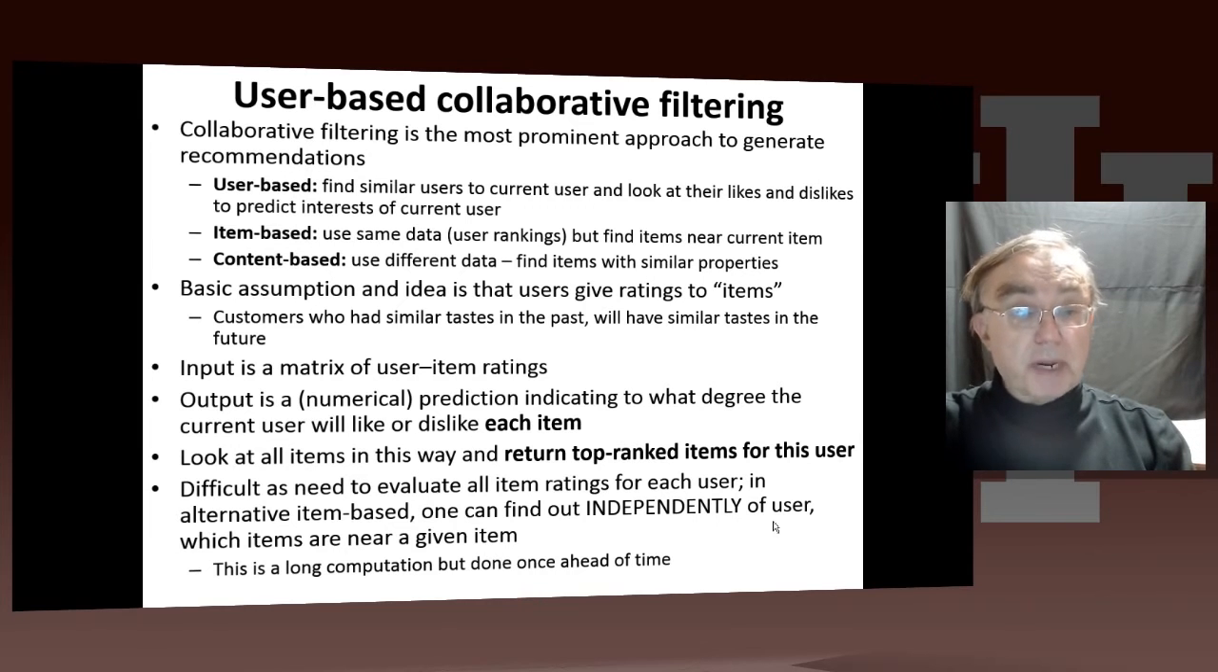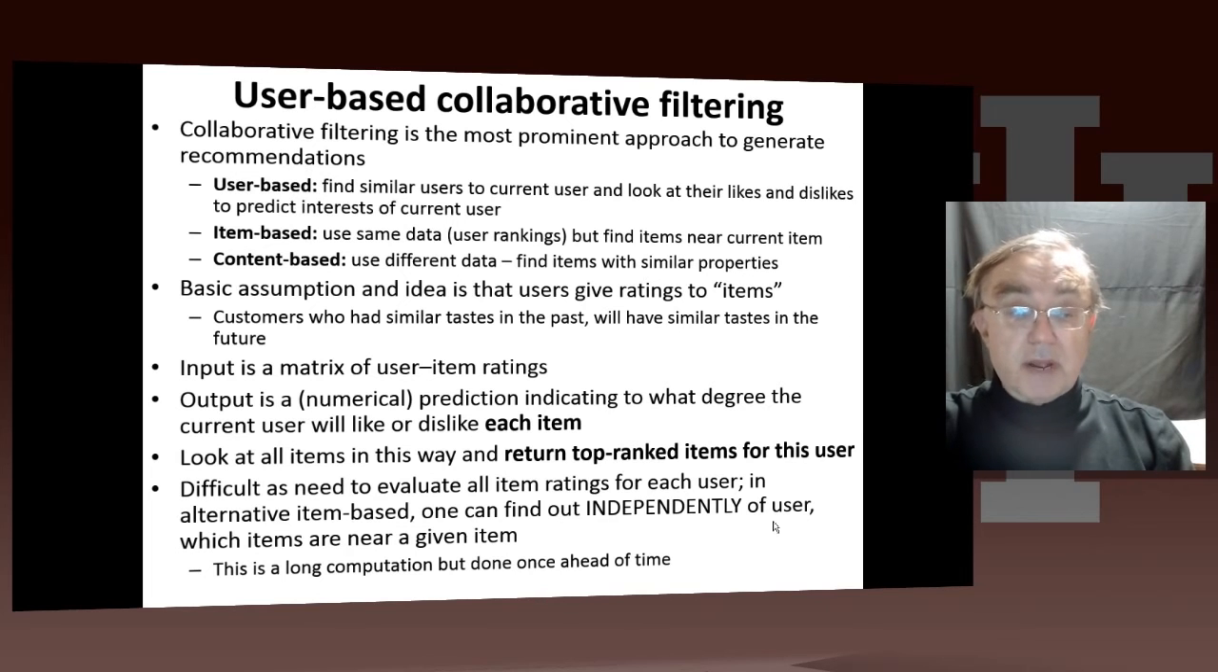The input is this matrix, which has, say, rows as users and columns as items, and there's a ranking or just a check mark saying the user purchased the item. And the output is a numerical prediction indicating to what degree a current user will like or dislike each item. And it will look at all items in this way and return the top ranked item for the user. It's difficult as you have to evaluate all the item ratings for each user.